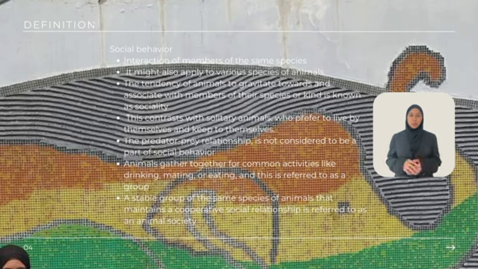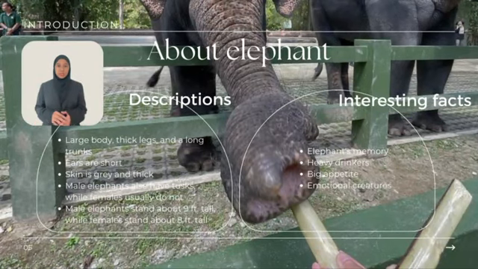Animals gather together for common activities like drinking, mating or eating, and this is referred to as a group. A stable group of the same species of animal that maintains a cooperative social relationship is referred to as an animal society. Before we get further into the study, let's take a look at the physical description of our Asian elephant. This elephant species has an incredibly large body, thick legs and a long trunk.